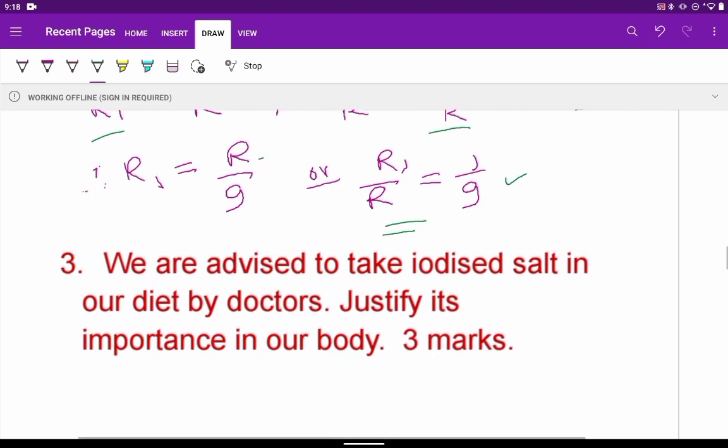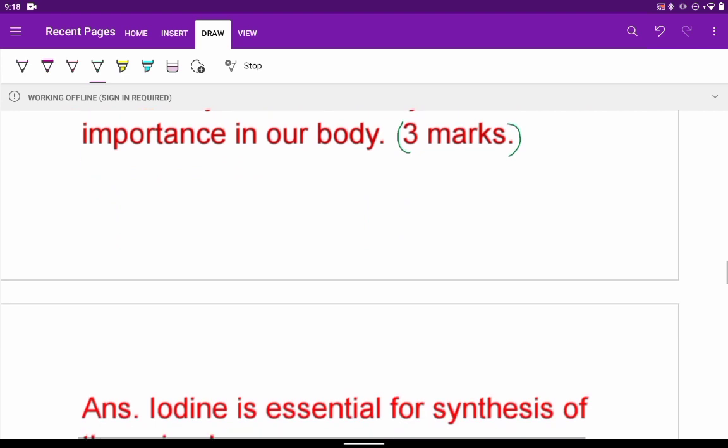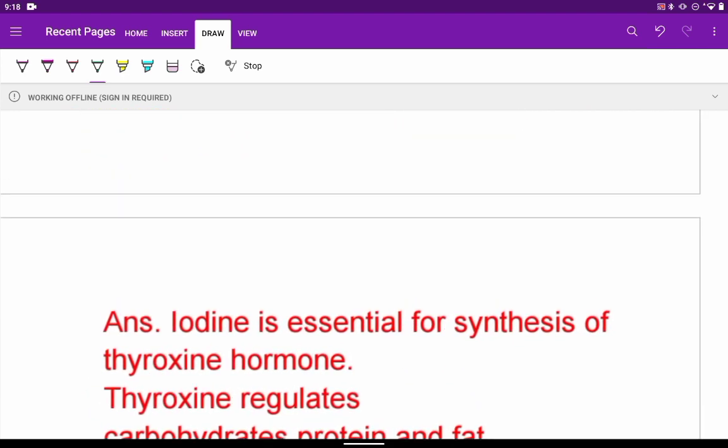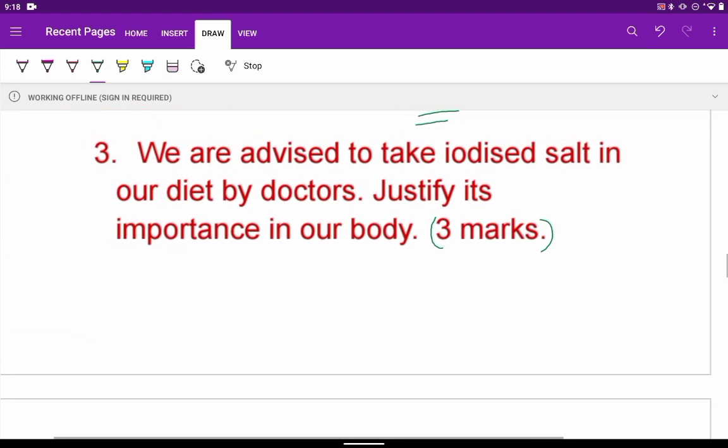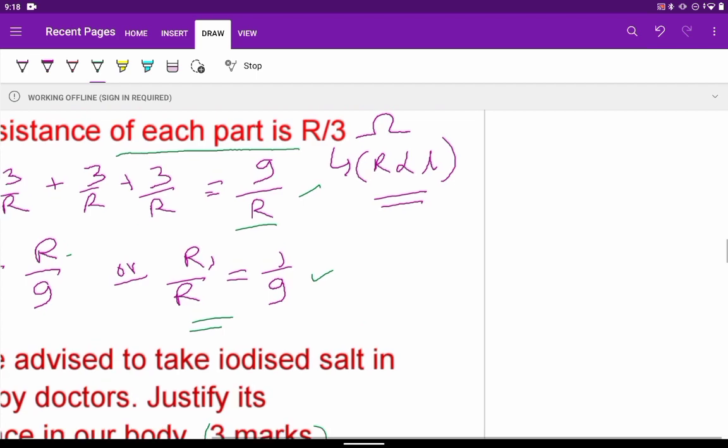Next, the third one. We are advised to take iodized salt in our diet by the doctors. Justify its importance in our body. This can be a 3 marks question. Since it carries 3 marks, we have to first justify what iodized salt is, how it is helpful to the body, and what its importance is.